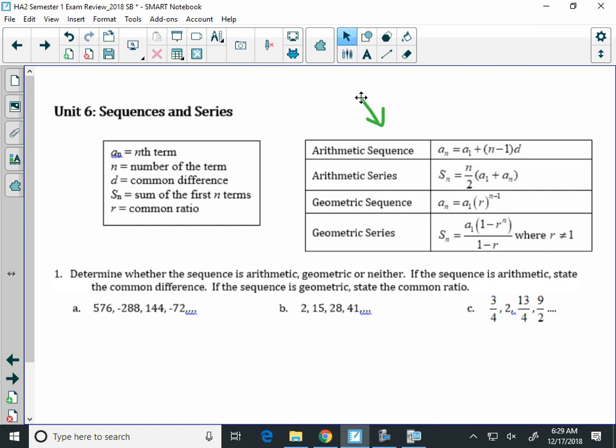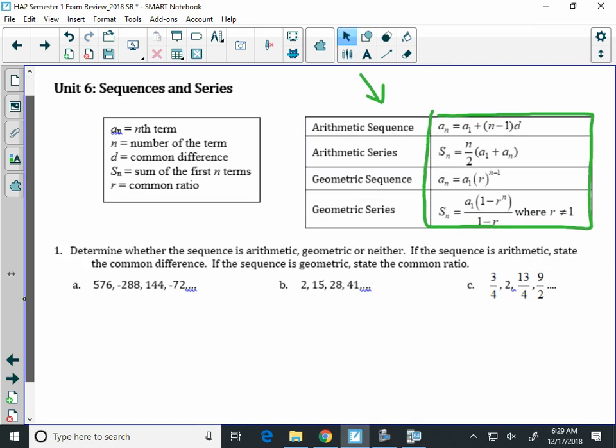any page that has sequences and series, so you just need to know what the formulas are, what the letters mean. You won't have the box that says N is the term number, D is the common difference, but you'll have all of the actual sequence formulas and series formulas over here, so you don't have to memorize those.